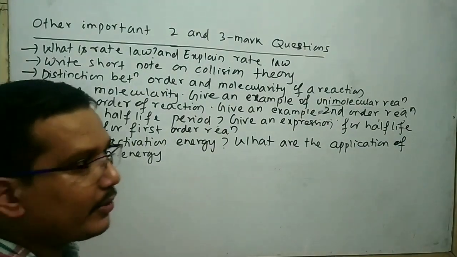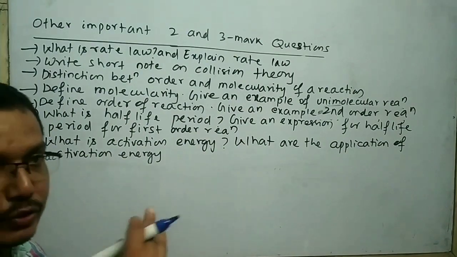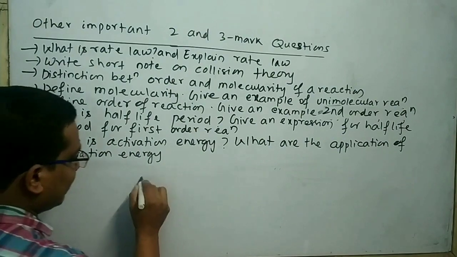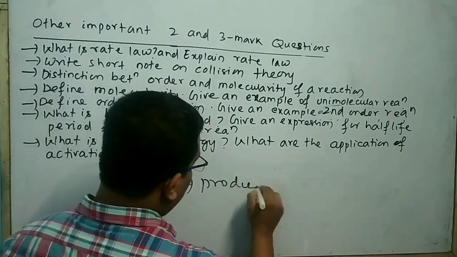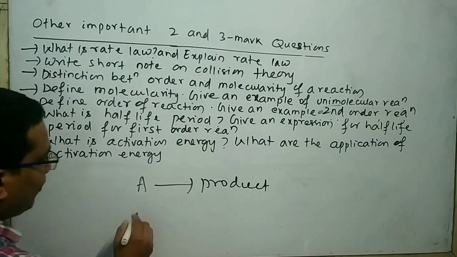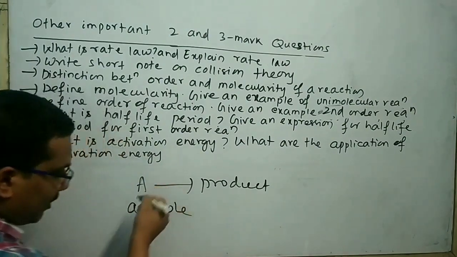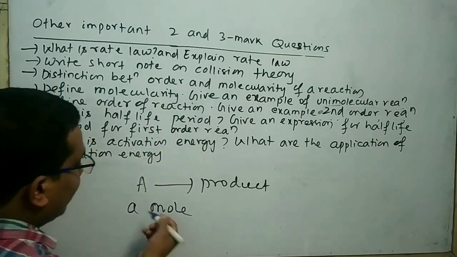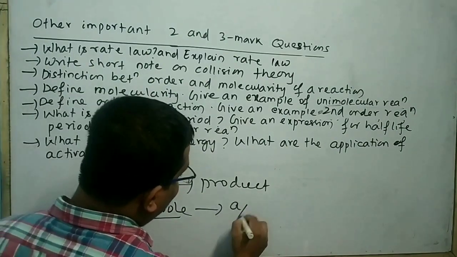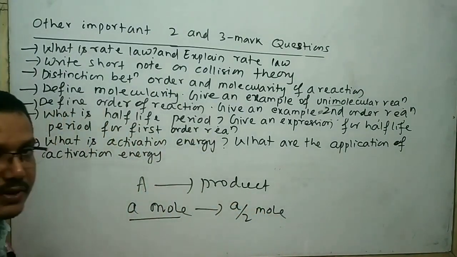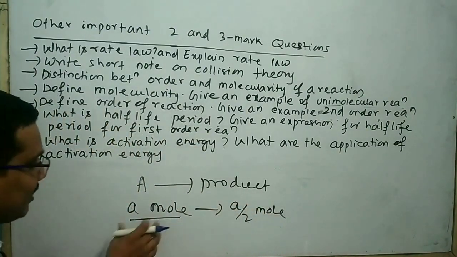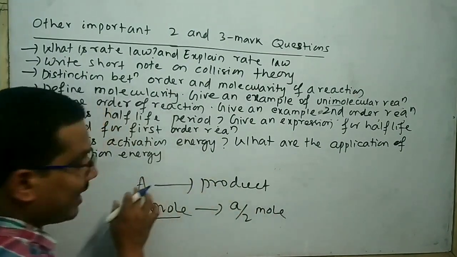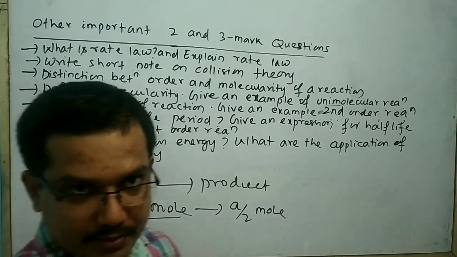Half-life period is the time in which the concentration of the reactant is reduced to 1/2 of the initial concentration. Suppose I take a reaction, A gives a product. At the initial stage, suppose I take a mole of the reactant A, then how much time is needed to reduce the a mole into a/2 mole, that is called half-life period. That means the time in which a mole of reactant A is reduced to a/2 mole of reactant A, that is called half-life period.